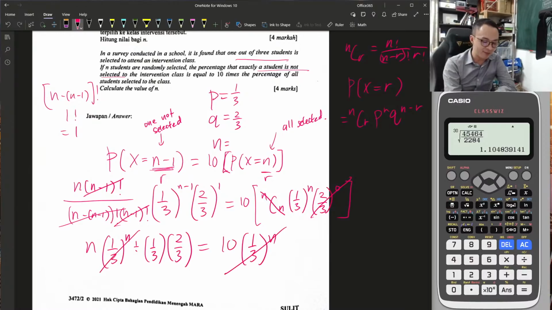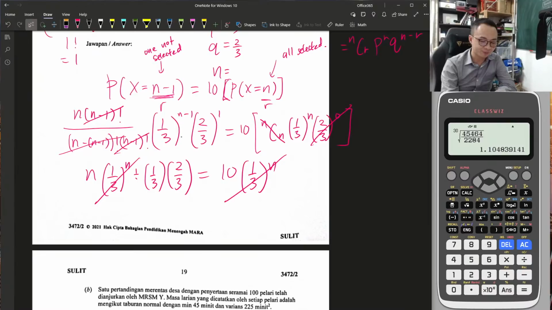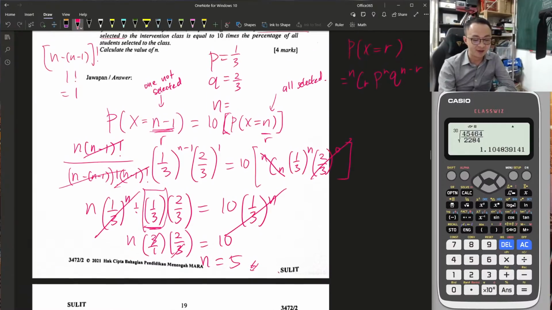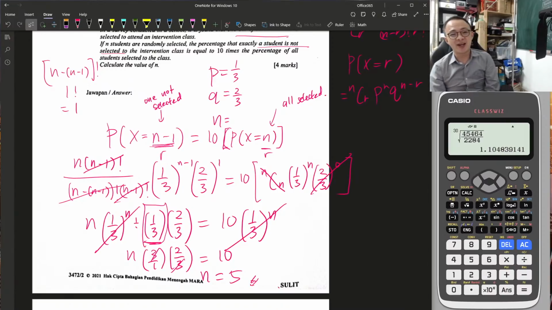Then this one is the same thing, I ignore it. So then I need to flip over this fraction only. So this one will become 3 over 1, multiply with 2 over 3, equals to 10. This one and this one I simplify, n equals to 2, move to the other side, 5, right? Yeah, n equals to 5, done. Maybe the way I solve it is a bit messy. So n minus 1, so I cannot understand.